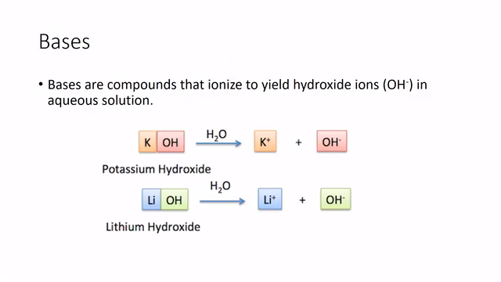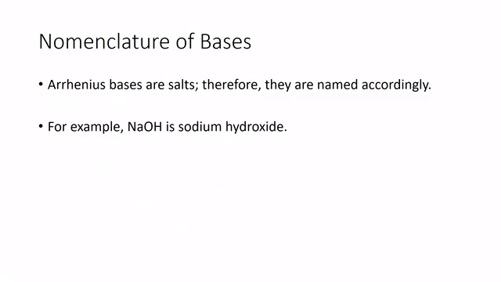Now when it comes to bases, we're going to find that these will be hydroxides that will yield hydroxide anion in aqueous solution. Now, all the bases that we're going to be looking at according to the Arrhenius definition are salts. Therefore, they're going to be named as a salt. So for example, NaOH would simply be sodium hydroxide.